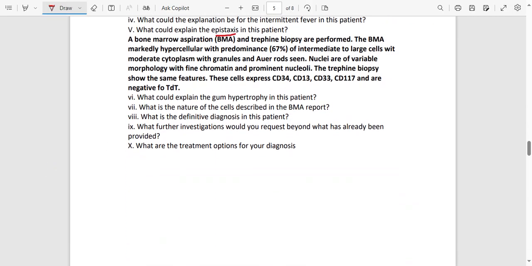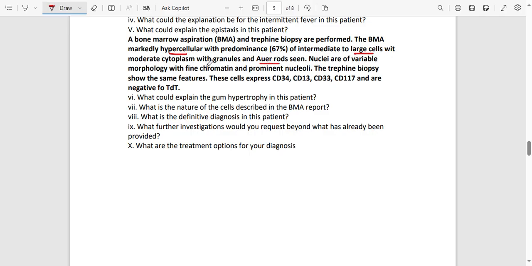And then the second part of the question, a bone marrow aspiration, BMA, and the trepan biopsy. So this trepan biopsy is just a method that is used for you to get a sample from bone marrow so that you look at it. So these two are performed, the bone marrow aspiration, markedly hypercellular with the predominance of intermediate to large cells. So take note of that. With moderate cytoplasm, with the granules and Auer rods. This is specific. It's a specific indication for something. Okay, so let's take note of that.